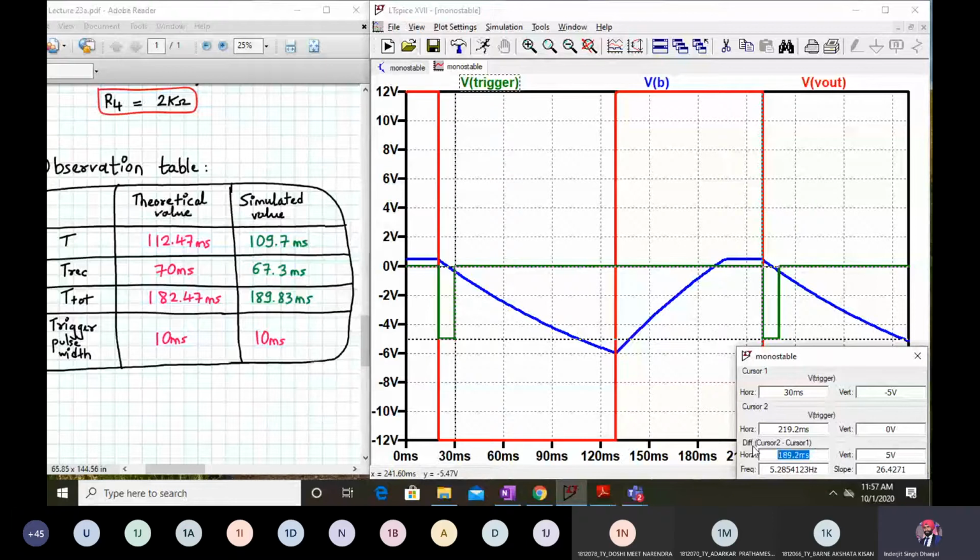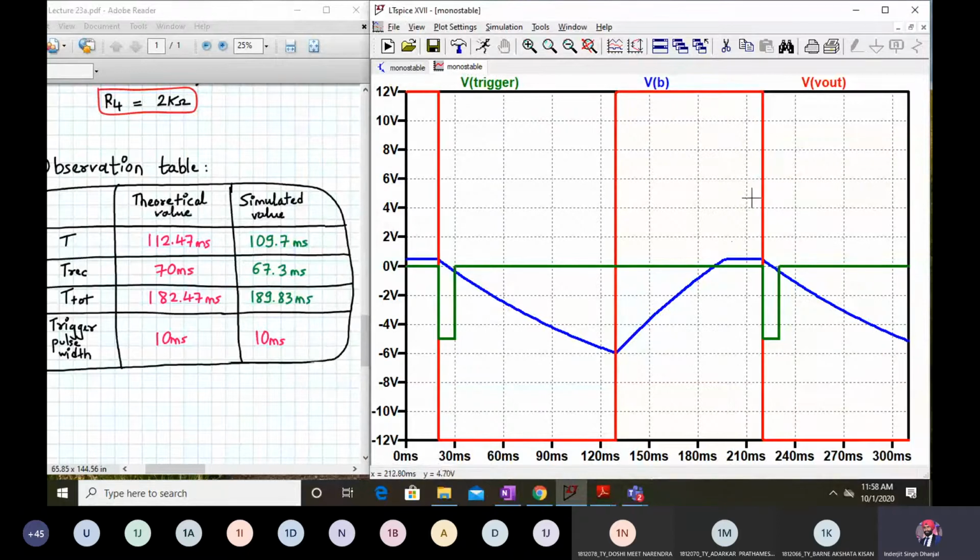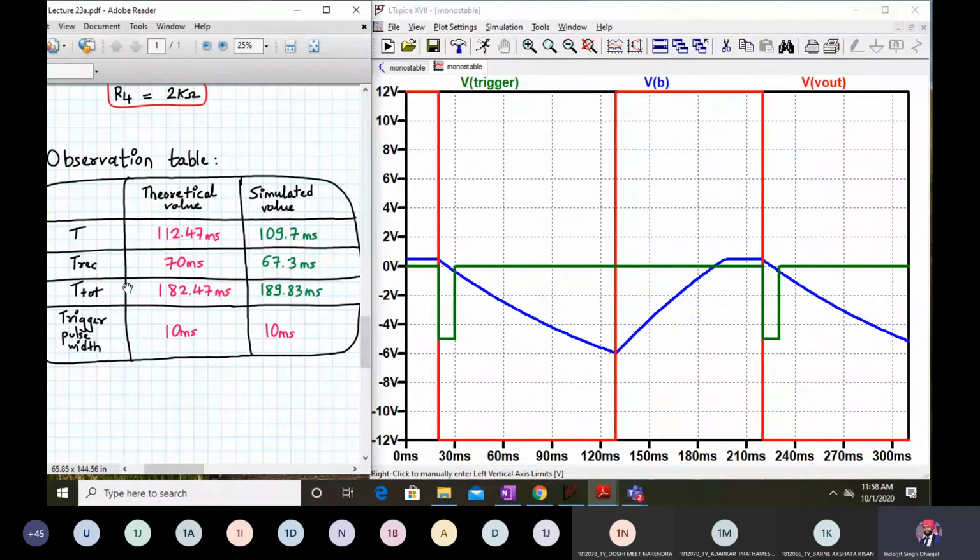189.2 milliseconds. So actually it should be 182.47 milliseconds, but we are getting around 189.2 milliseconds. That's the difference between the two trigger pulses, the timing difference. It is coming around 189.3 milliseconds, and theoretically we got 182.47 milliseconds. And the trigger pulse width is actually 10 milliseconds. We have already seen that. The green color is my trigger input.